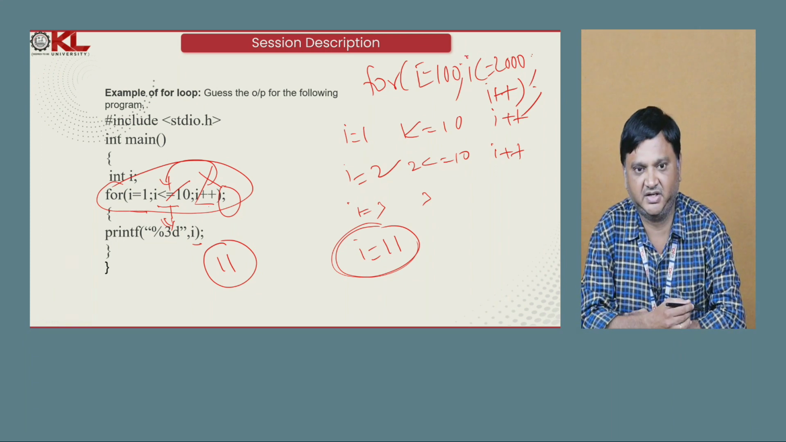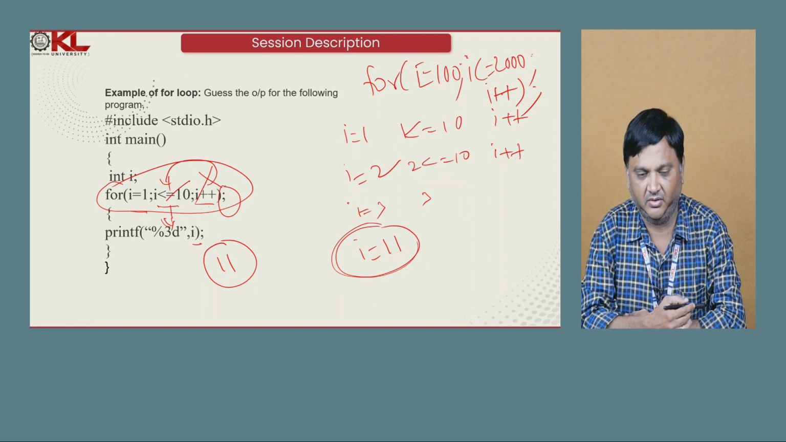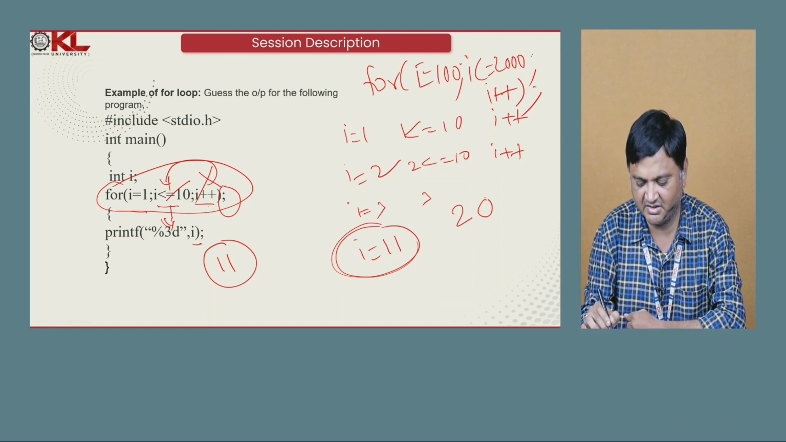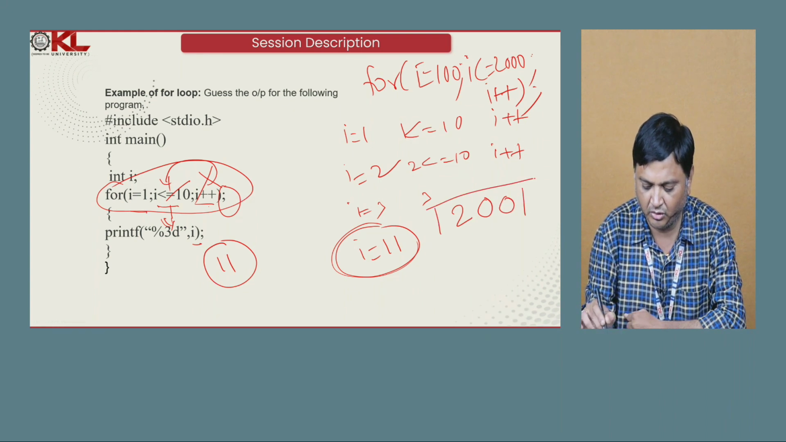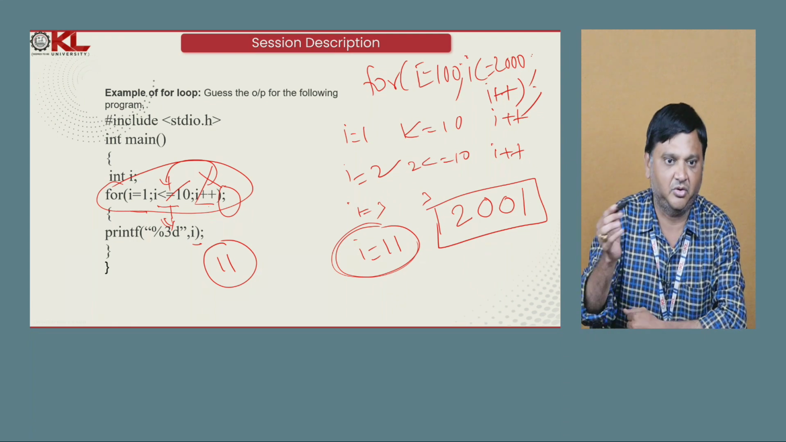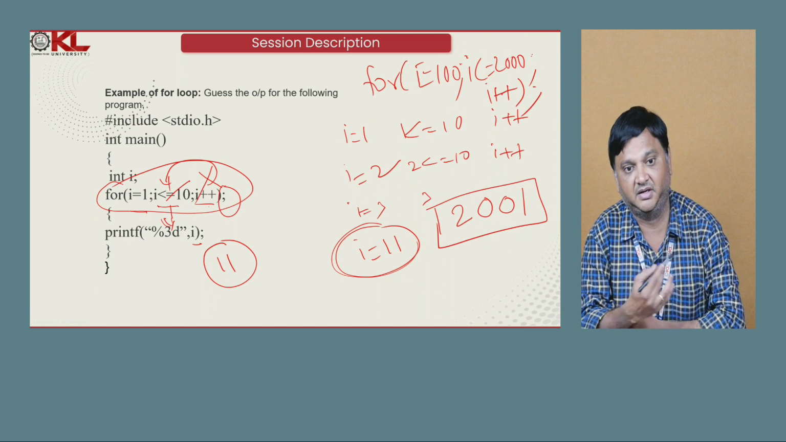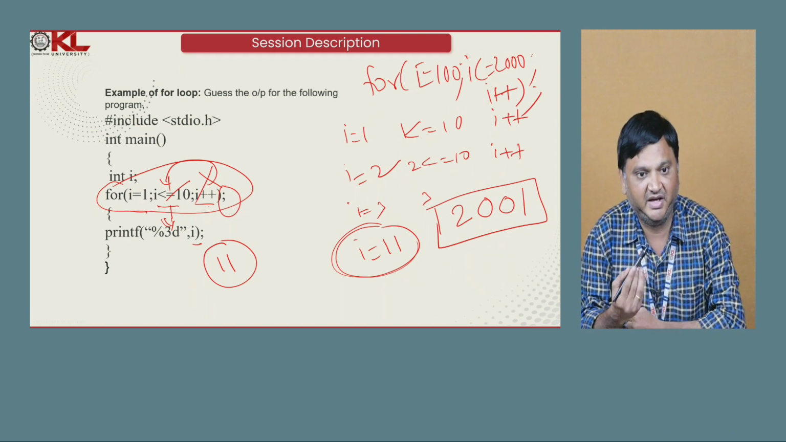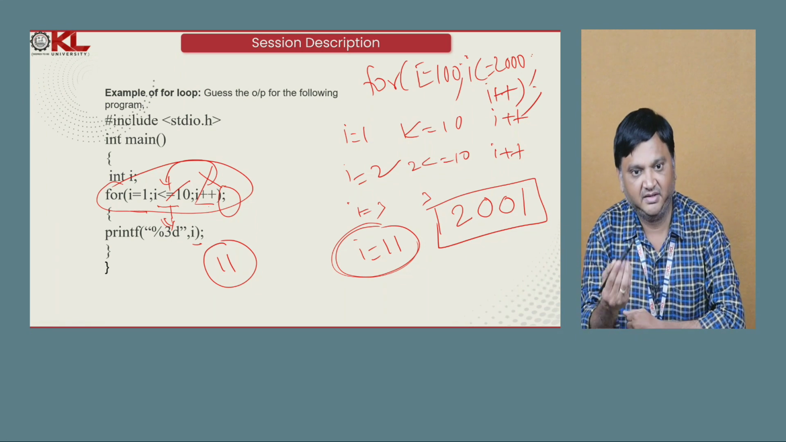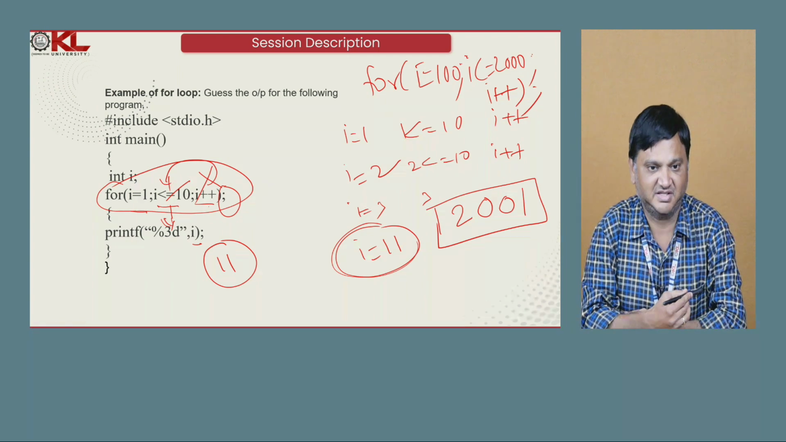Yes, most of the students say compilation error. No. Runtime error? No. What is the answer now? Yes, most of the students have the answer in mind. The answer is 2001 will be printed on the screen, because the for loop will keep rotating only up to 2000. When the condition is dissatisfied, for i value 2001, if you print the i value, it prints 2001 on the screen.